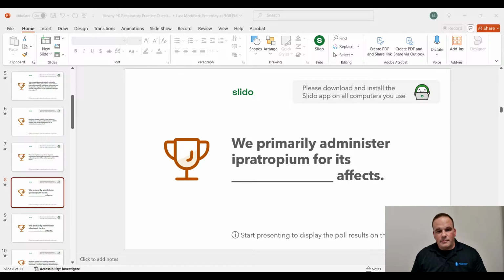Okay, so we got a mixture of answers here. We have succinylcholine, ketamine, midazolam, and rocuronium. Succinylcholine is correct. Rocuronium is correct. Ketamine is actually a sedative.